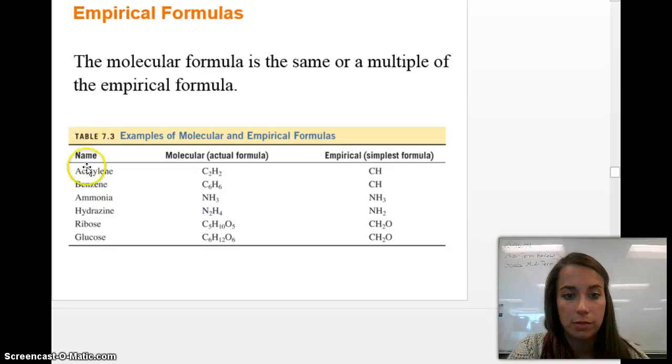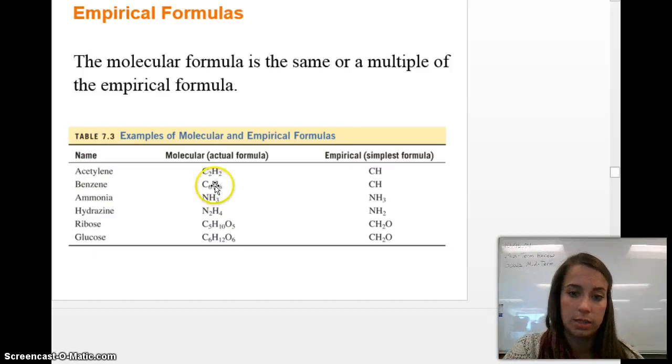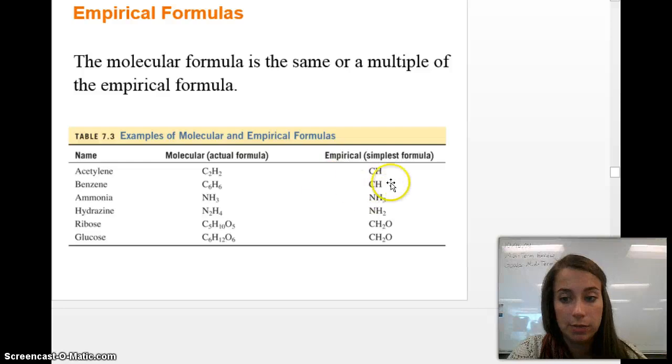Here's a couple examples of those. So benzene. Benzene is C6H6. Specifically, they call them hydrocarbons because it's hydrogen and carbon, and specifically 6 of each. However, the simplest formula would just be CH. Ammonia, NH3, that is the simplest, so the empirical formula is the same as the molecular formula. Ribose, think of ribosomes, C5H10O5, that's the one we just looked at.